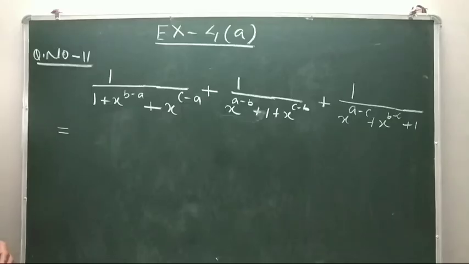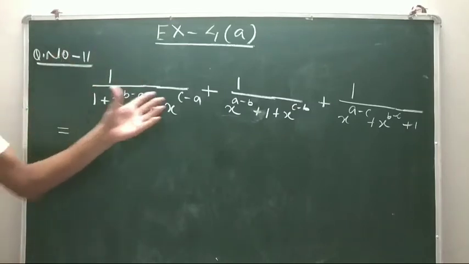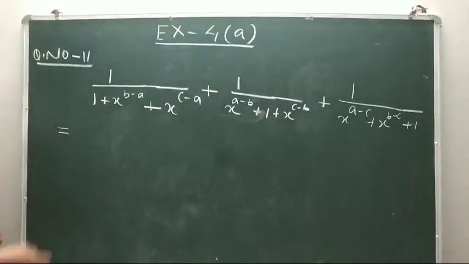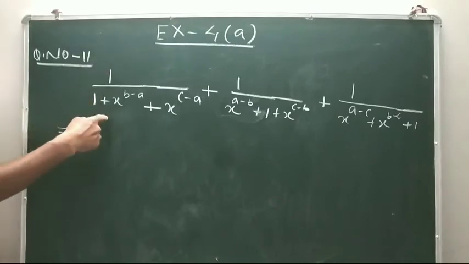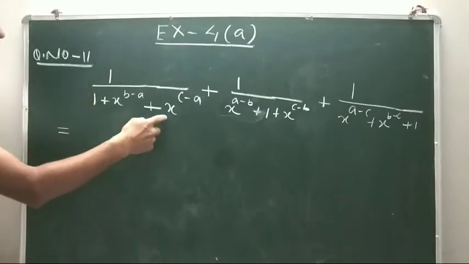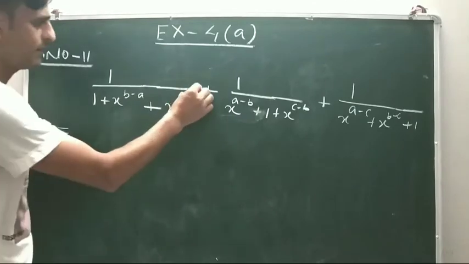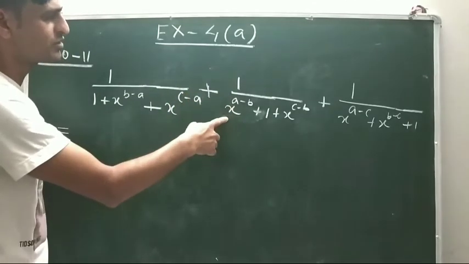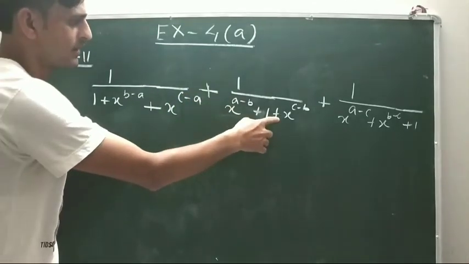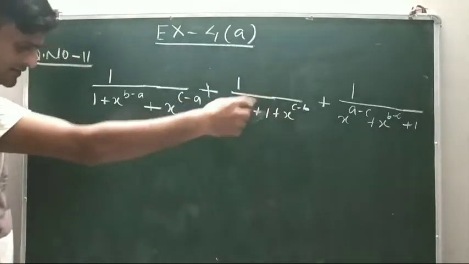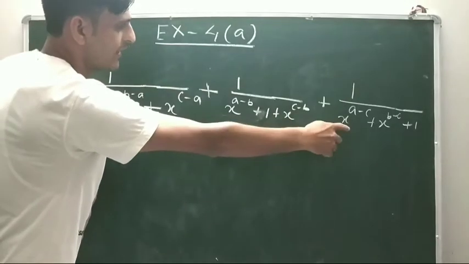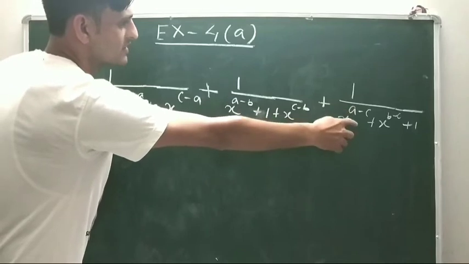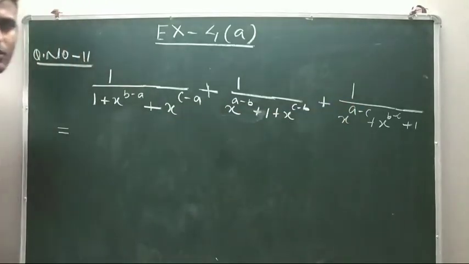Let us go to the question number 11. Here in this question we have to simplify the values. It is written 1 by 1 plus x to the power b minus a plus x to the power c minus a, then a plus sign, then 1 by x to the power a minus b plus 1 plus x to the power c minus b. Similarly, in the third part also it is written x to the power a minus c plus x to the power b minus c plus 1.